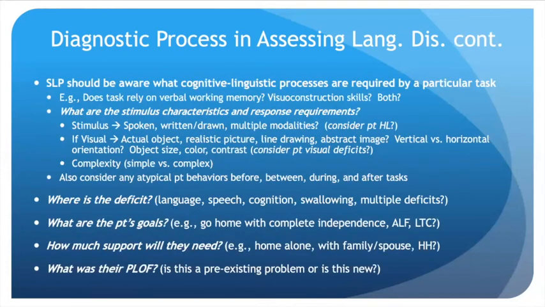The speech language pathologist should be aware what cognitive linguistic processes are required by a particular task, as I mentioned before. So for example, does the task rely on verbal working memory, visual construction skills, both? What are the stimulus characteristics and response requirements? If this is the stimulus that you're providing to the patient, is it spoken? Is it written? Is it drawn? Is it multiple modalities? Perhaps you should consider the possibility of hearing loss. And they may not be able to communicate that they have one, and it might not be in the history. It could be, but it doesn't necessarily have to be.